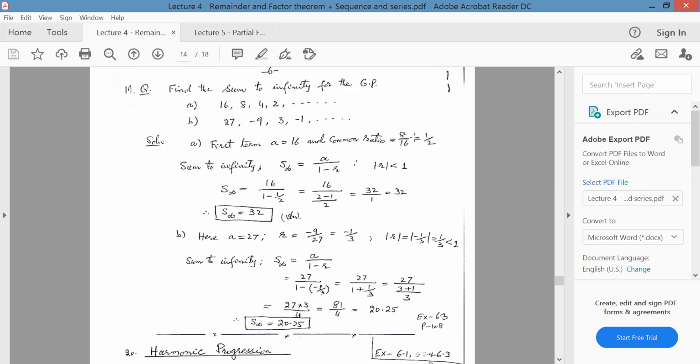If r is 1/2 and you want to find the sum of infinity terms, the formula is a upon 1 minus r. This I have just explained you. Put the values, a is 16 and r is 1/2. So 16 over 1 minus 1/2 in the denominator. Take the LCM: 2 minus 1 over 2. This 2 will be multiplied with the numerator, so 16 into 2 will be 32 and 2 minus 1 will be 1. The final answer is 32. The sum of the infinity terms will be 32.